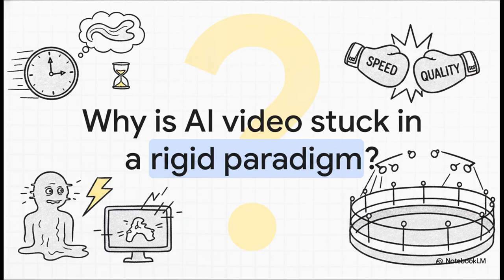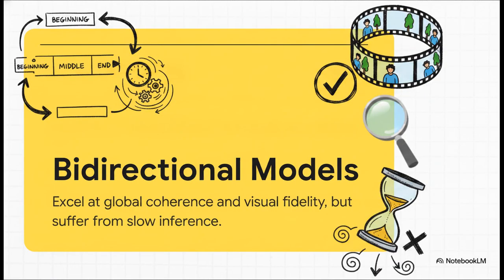To see how flex forcing actually gets us out of this trap, we really need to look at the two heavyweights dominating the space right now. Okay, so in one corner we have bidirectional diffusion models. I like to think of these guys as the ultimate perfectionist planners. When you prompt them for a video, they look at the entire timeline all at once, the beginning, the middle, and the end. And because they're operating bidirectionally, they are absolute masters at what researchers call global coherence and visual fidelity.